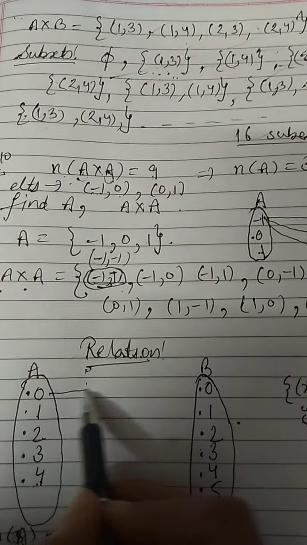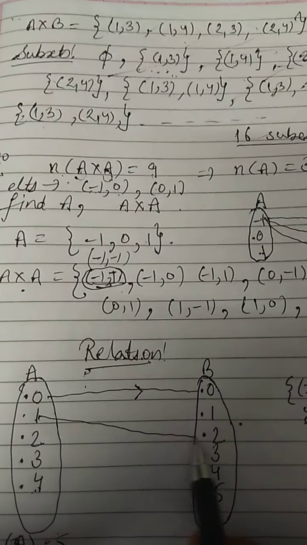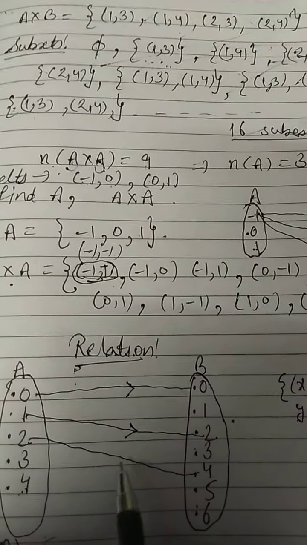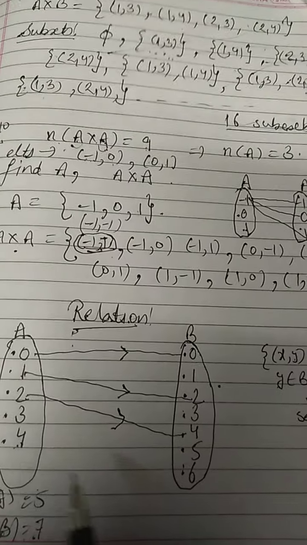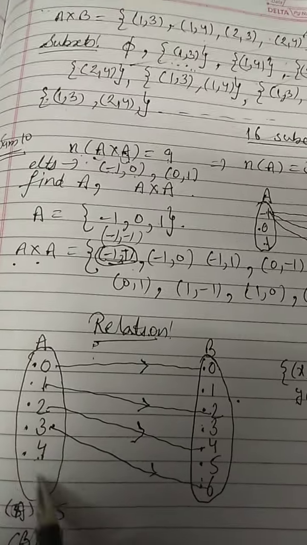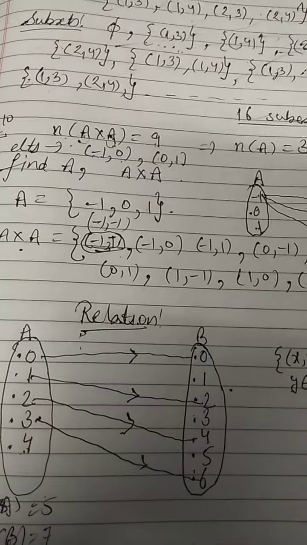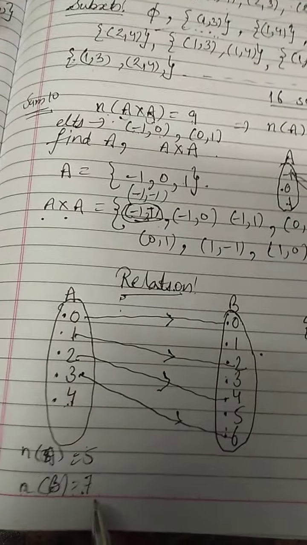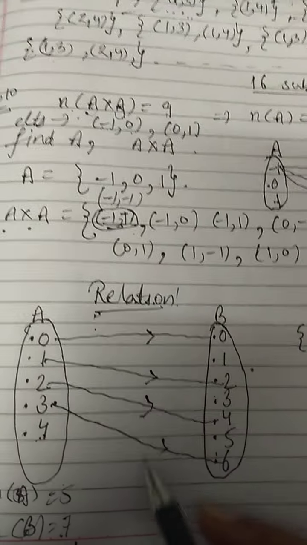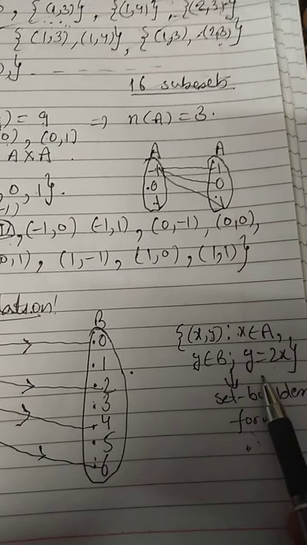0 multiplied by 2 will go to 0. 1 multiplied by 2 will go to 2. 2 multiplied by 2 will go to 4. And 3 multiplied by 2 will go to 6. 4 multiplied by 2 is 8, and we don't have 8 in the set. Now out of 35 possible combinations, how many combinations am I getting? 4 combinations based upon this criteria, right?